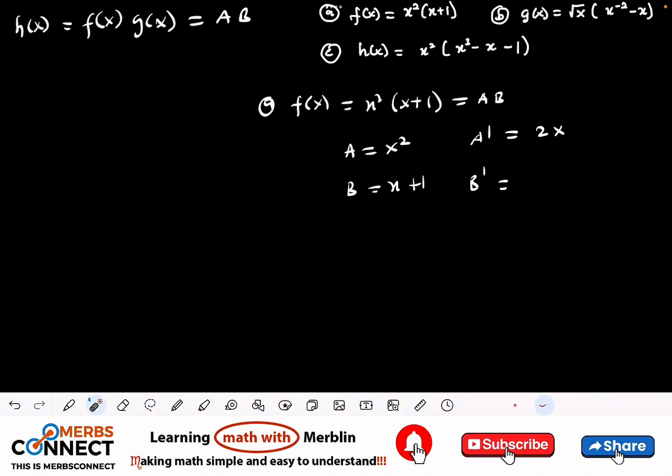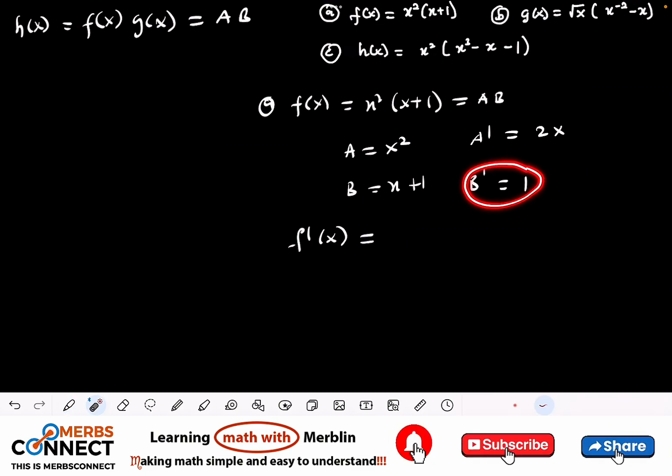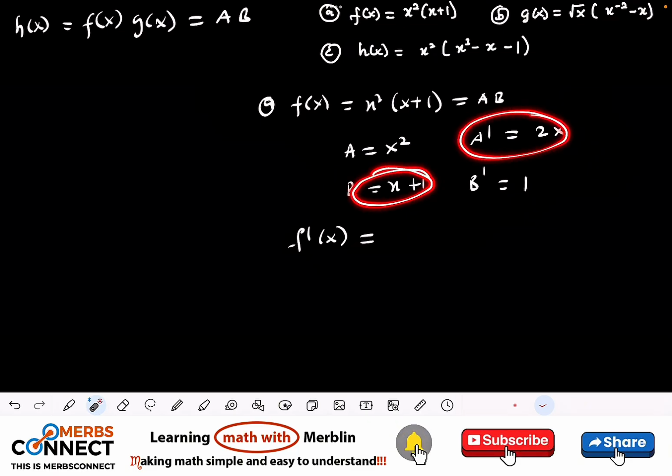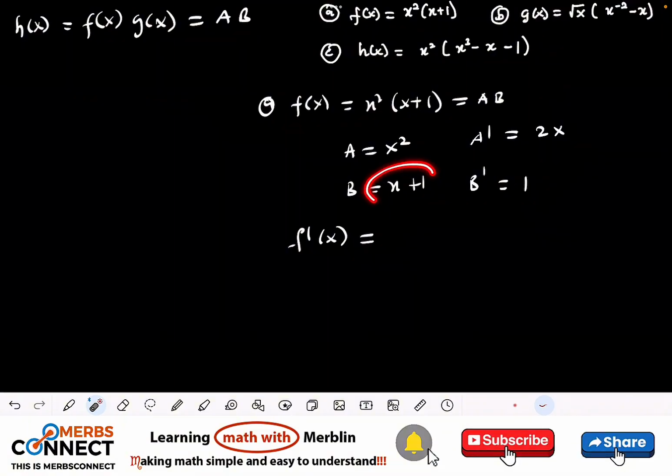And then when I differentiate x, I'm going to have 1. When I differentiate a constant, I get 0. So this is what I'm going to get. So what will be f prime? F prime of x will be very simple here. This times this, and then this times this. You see it? So this times this, and then this times that.